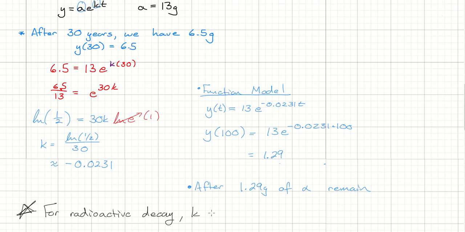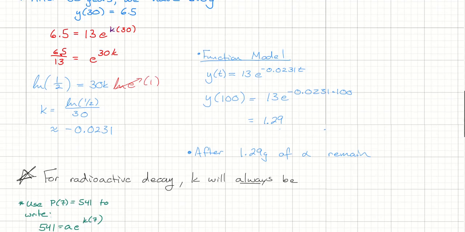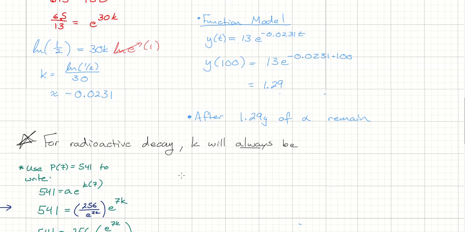This value K will always be, always for radioactive problems, it'll be the following. And ignore this for now. K is always going to be equal to the natural log of 1/2 divided by the half-life. Every single time. Always. Radioactive problems is how it works.